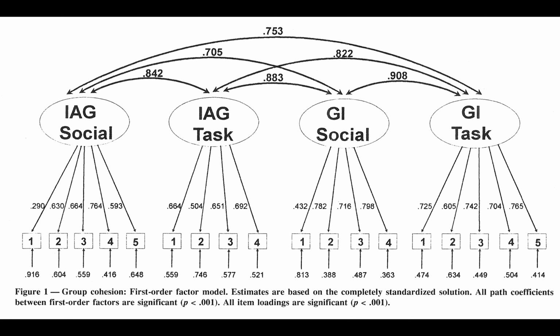Here's a model for the GEQ that you're familiar with. So the individual attractions to group, social, and task, and group integration, social, and task, and recall that each of them has either 5 or 4 questions that go with those dimensions. And what you see here are the factor loadings of each of those questions with its broader dimension of team cohesion, how much each of those correlates with one another.